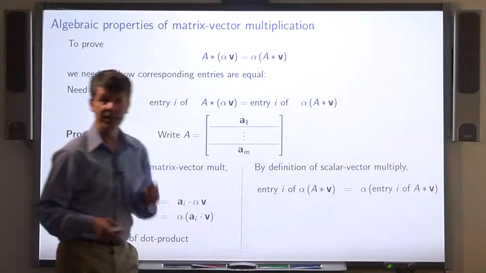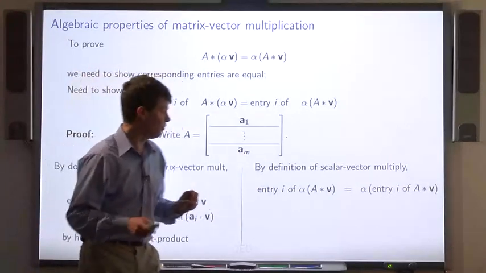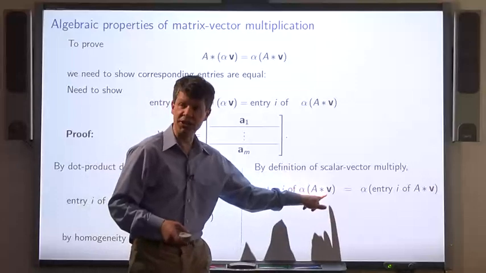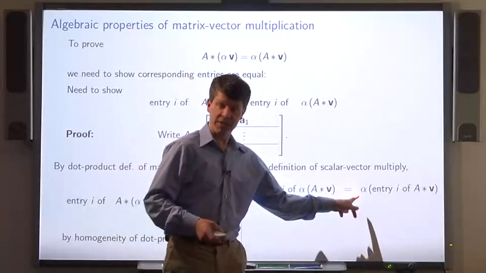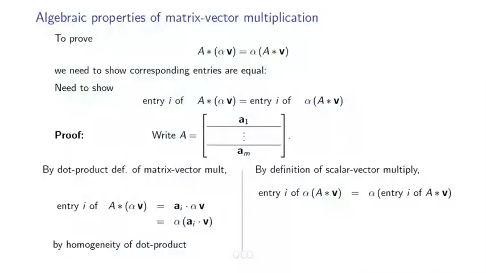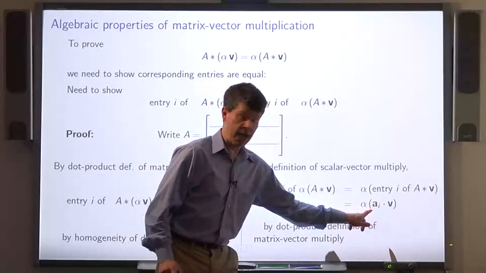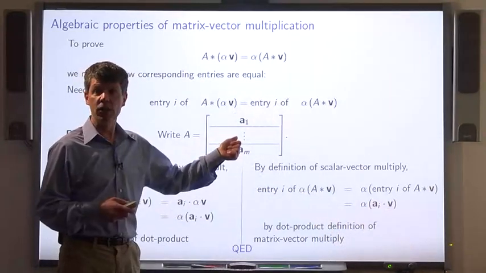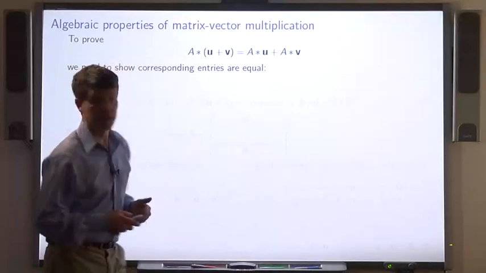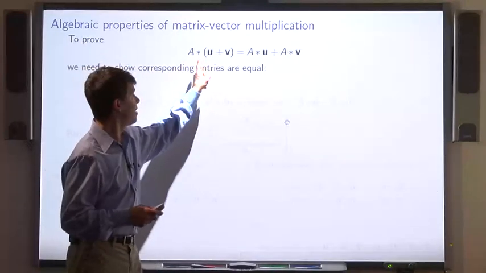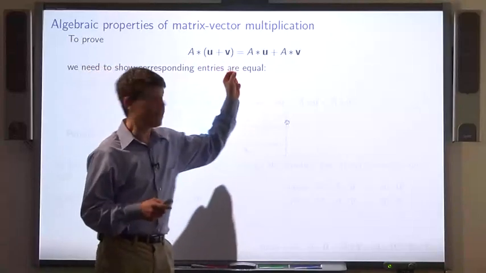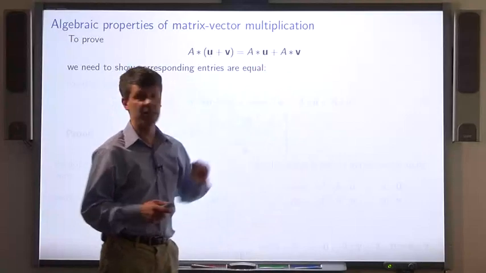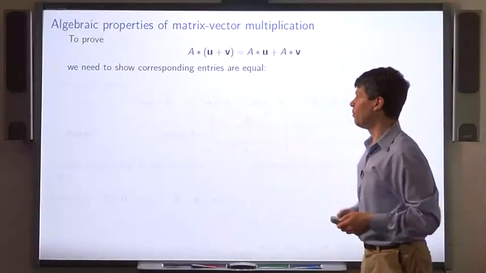On the other hand, by the definition of scalar-vector multiplication, entry i of alpha times the vector A times v is alpha times entry i of A times v. And by the dot product definition of matrix-vector multiplication, entry i of A times v is row i, a_i, dotted with v. So we've shown that corresponding entries are equal. Similarly, we can show that A times the sum of u and v equals the sum of A times u and A times v. We show that corresponding entries are equal.